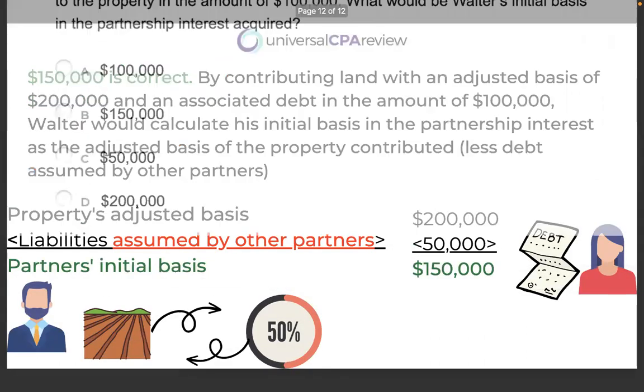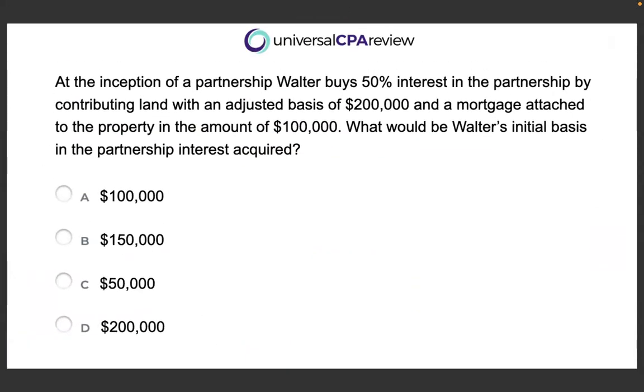So let's see. Yeah, we have one more question. We can run through it quickly. At the inception of a partnership, Walter buys 50% interest in the partnership by contributing land with an adjusted basis of $200,000 and a mortgage attached to the property in the amount of $100,000. What would be Walter's initial basis in the partnership interest acquired, right?